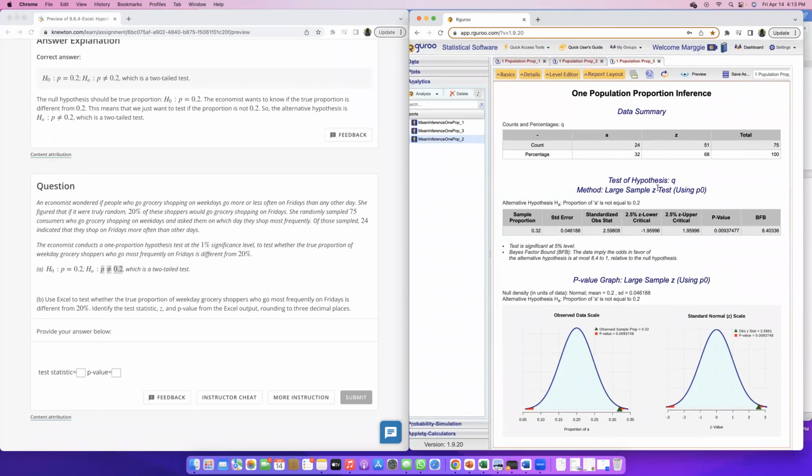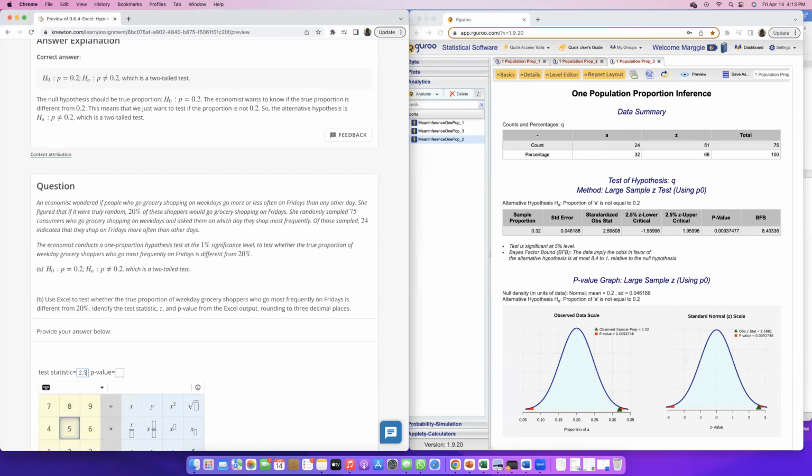So once we have that, the standardized observation stat is your test statistic. So the test statistic is 2. We need 3 decimal places, so that would be 2.598. And the p-value is this in here, again, 3 decimal places. That is 0.009.